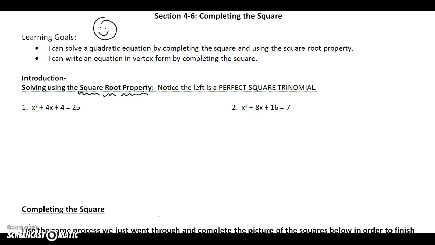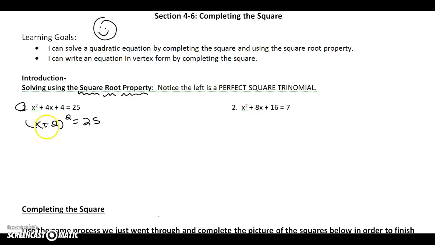So first thing we're going to do is solve by using the square root property. Basically what that means is instead of factoring where we set it equal to 0, we are just going to factor right from the get-go because on the left-hand side here we have a perfect square. So if you look at the first one and we factor, we look for what multiplies to 4 and adds to 4. So our numbers are 2 and 2. So we get x plus 2, or in other words, x plus 2 squared, and that equals 25.